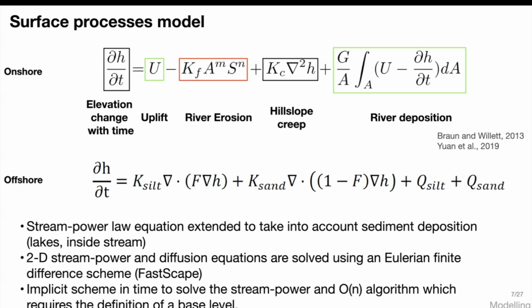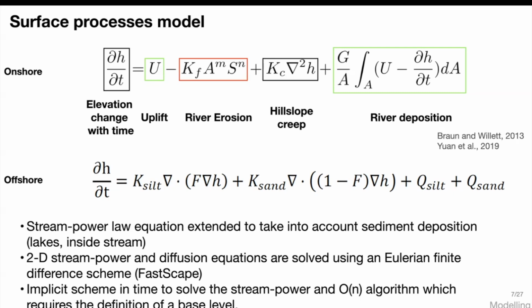In the offshore, I'm describing the case of the FastScape variation here, where we also use a diffusion equation for the offshore. And we have two different diffusion coefficients for silt and sand, depending on the grain size, to describe the variation of sediment elevation change offshore related to the sediment flux.